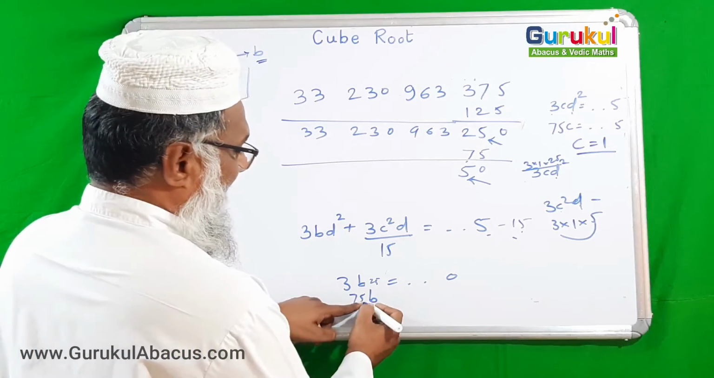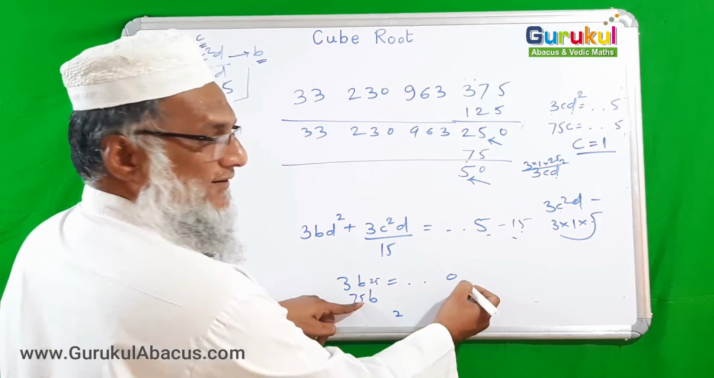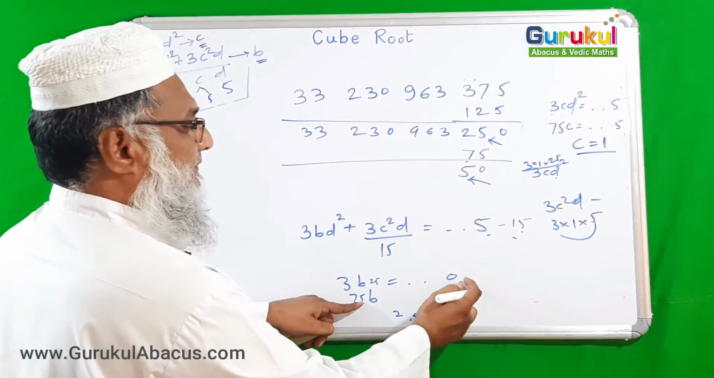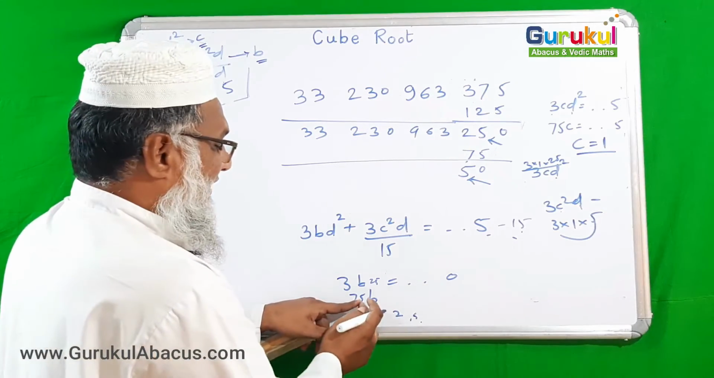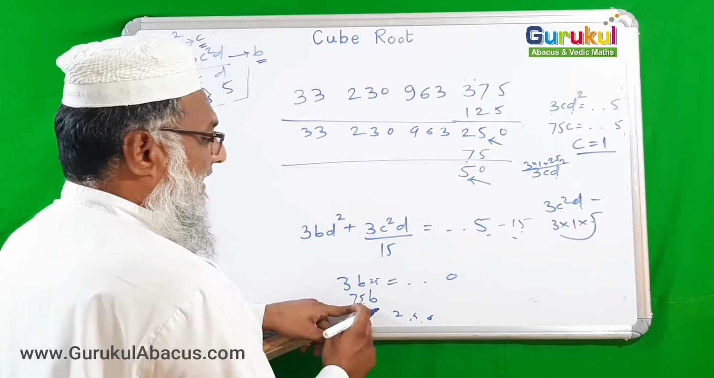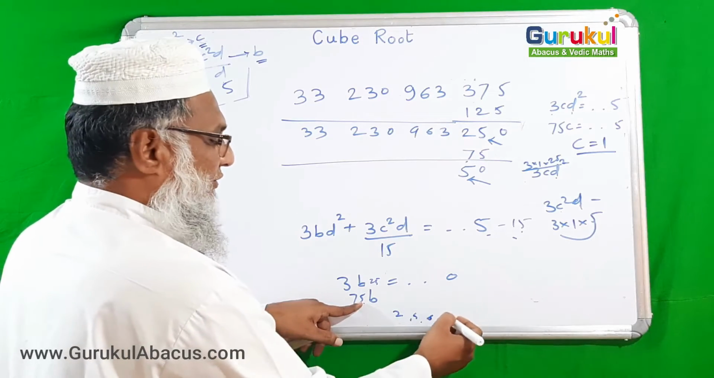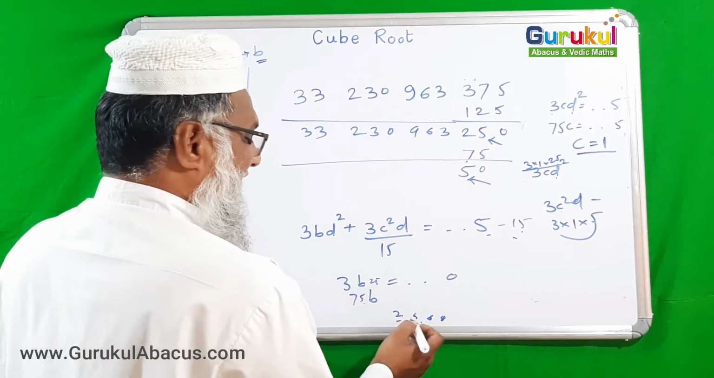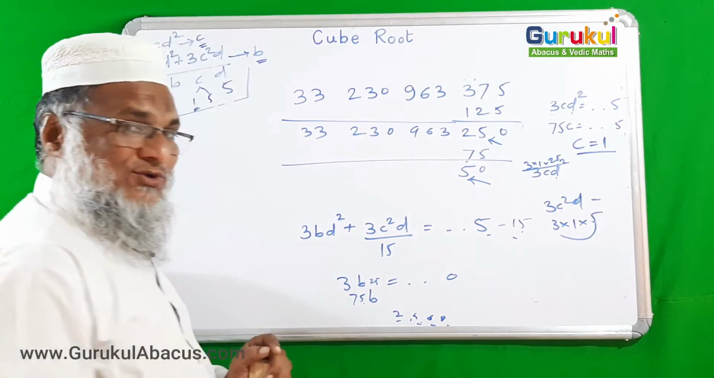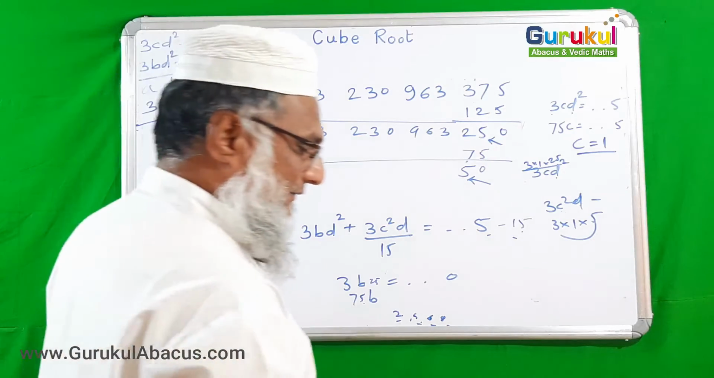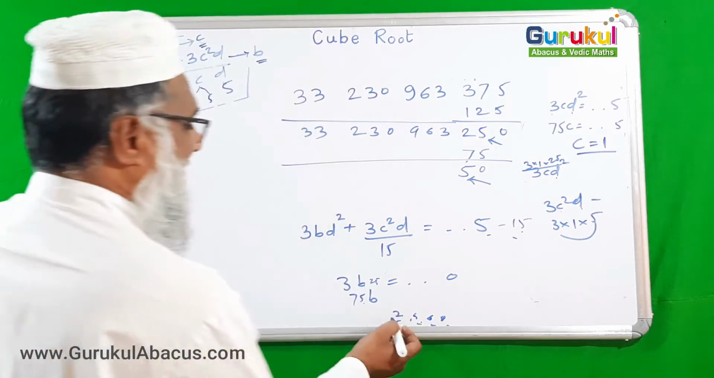It can be 5 twos are 10, 0. It can be 5 fours are 20, 0. It can be 5 sixes are 30, 0. It can be 5 eights are 40, 0. So our 4 possibilities have to be checked, but we are taking the first possibility.